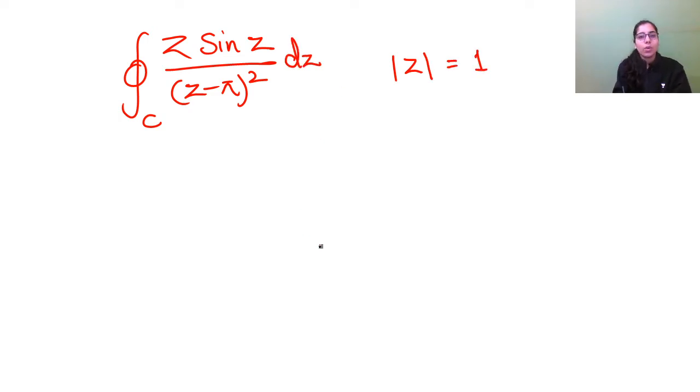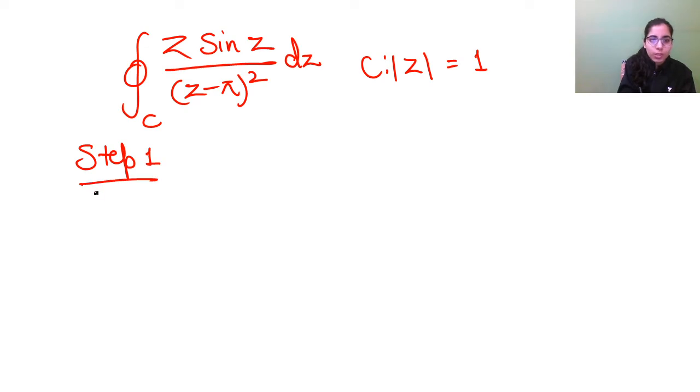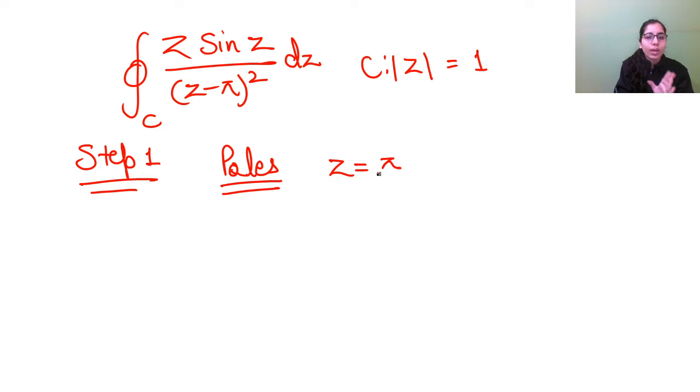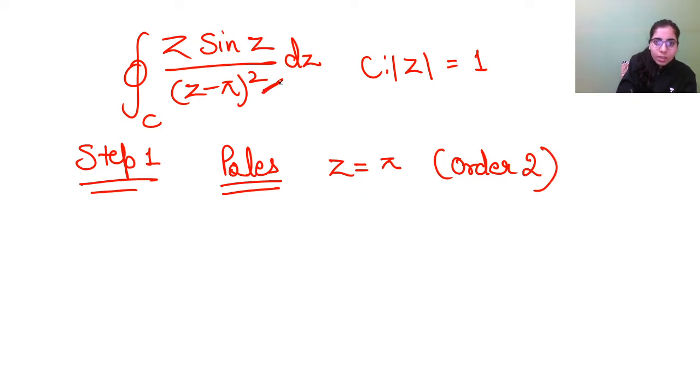Clear? Now let's talk about it, guys. What will be the steps we will take? Step number 1, most of the times when we are solving any question of contour integration, is to find the poles. How do we find the poles? Poles are the points, the finite values of z, which can make the function infinity. So what will be the pole in this case? That will be z is equal to pi, which we get after equating the denominator with 0. And what is the order of this pole? The order of this pole is 2, because the overall power is 2 here.